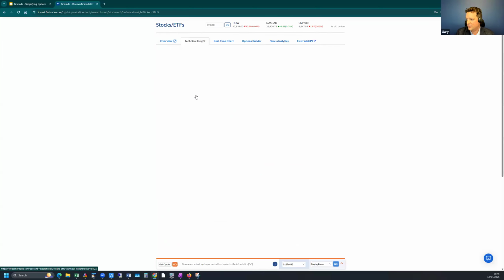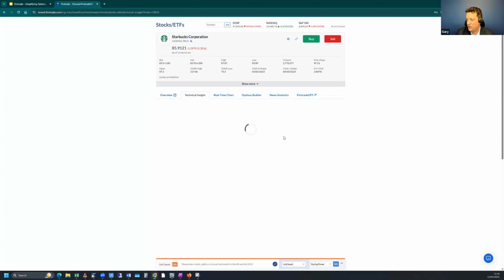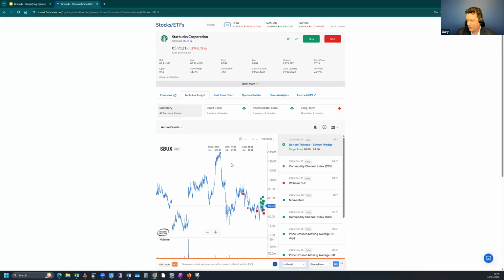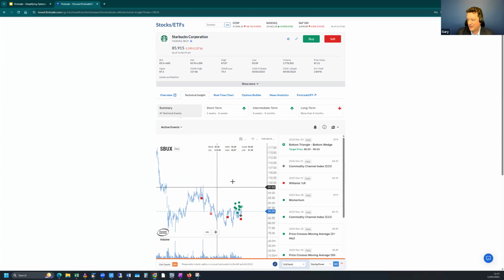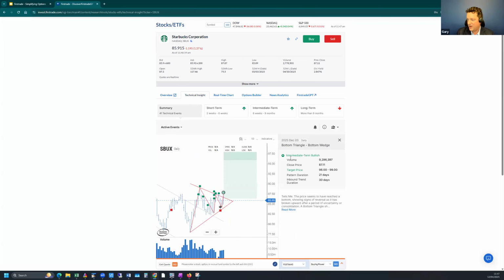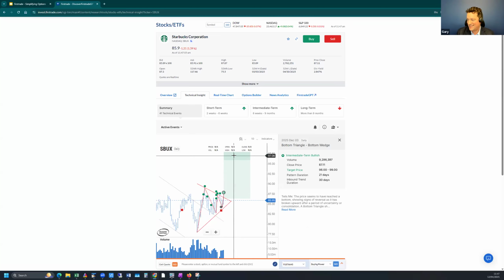Mine's a little slow. Here we go, it loads up. What you can also do is look for any classic patterns. I like classic patterns the best because they give us target prices. And this stock has been pretty choppy and beaten down, but I can see a bottom triangle here. This is a bottom triangle, which is a bottom reversal strategy that could be bullish. We have an upside target of 96.